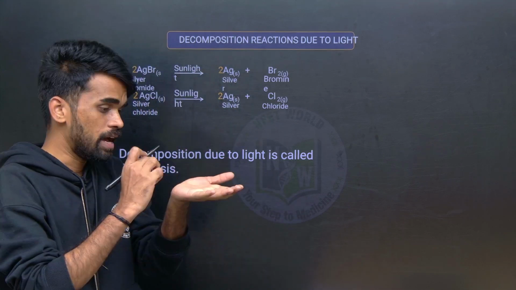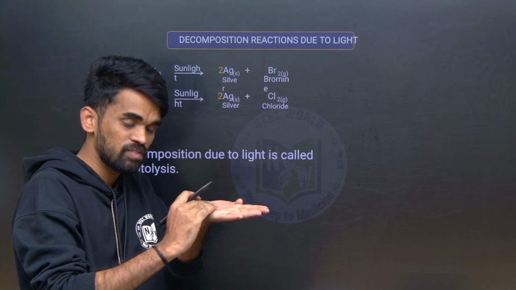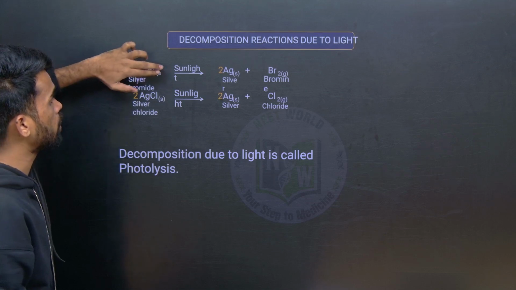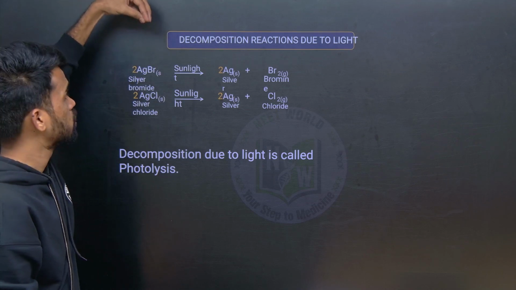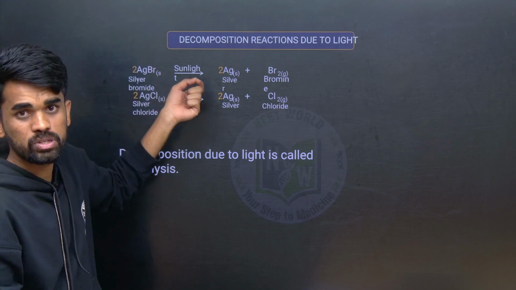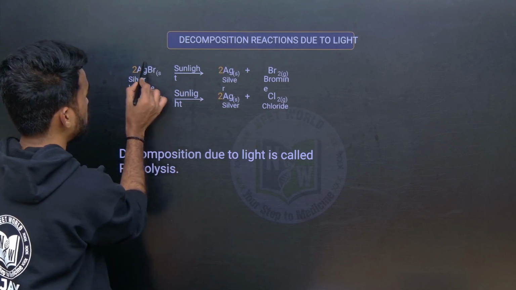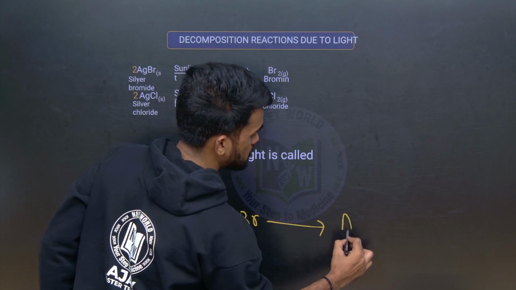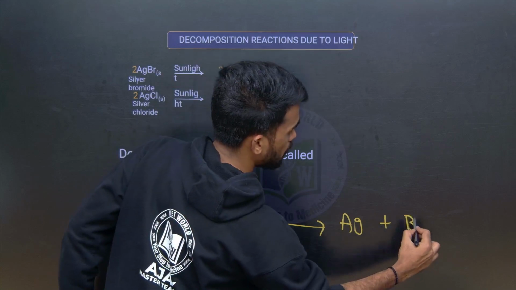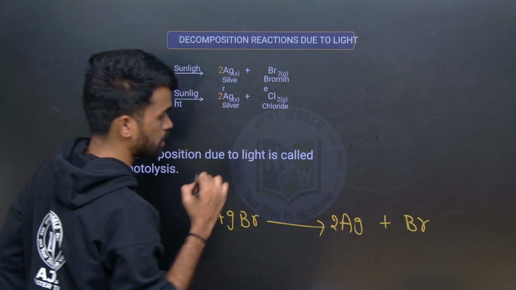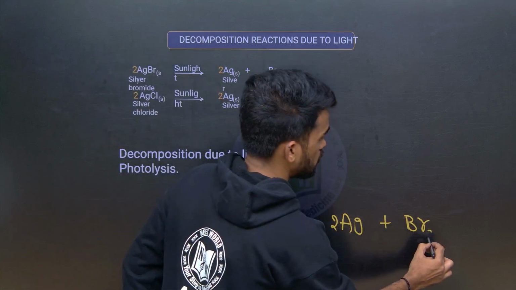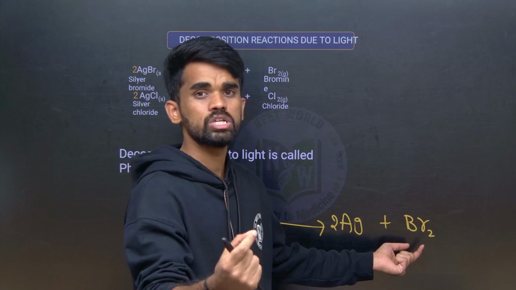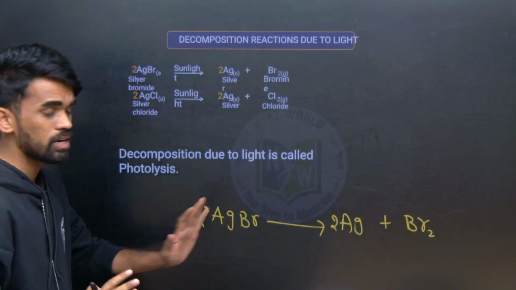For example, AgBr, silver bromide, or silver chloride we can take. Upon exposure to sunlight, it will decompose to the respective elements. For example, AgBr will be decomposed to Ag and Br2. So let us take two molecules, it will give 2Ag and Br2. Again, bromine, if it is in liquid form, we will have an orange color solution. So this is what we will be observing.